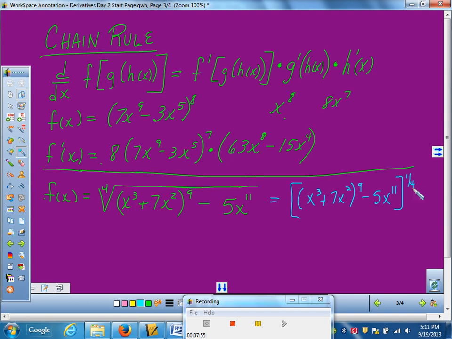Now, when you start your derivative, you have to ask yourself, what's the outermost thing happening? And the outermost thing is the whole quantity to the 1/4. So I'm putting the 1/4 on the outside. I am copying it all down. Do not change the inside.